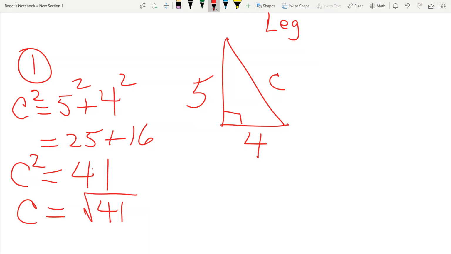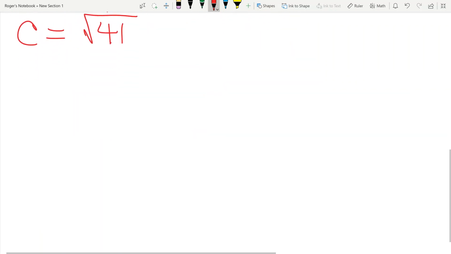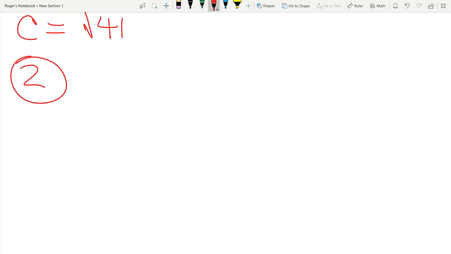All right, simple enough. Let's do another example. Moving right ahead. Example number 2.